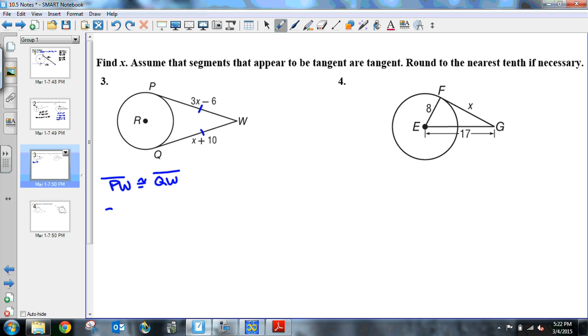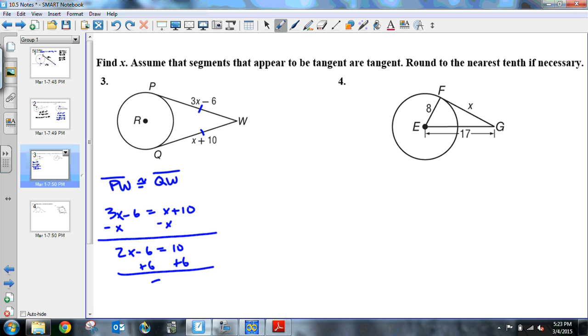So I can just set 3x minus 6 equal to x plus 10, and I can just solve for x from here. If I subtract x from both sides, then I get that 2x minus 6 is equal to 10. Now if I add 6 to both sides, then I get that 2x is equal to 16, divide by 2, and I get x is equal to 8. So given a scenario like that, we just know that the tangent lines are congruent if they intersect at a common point.